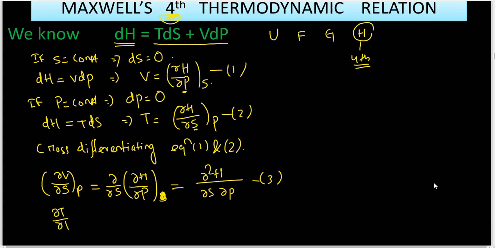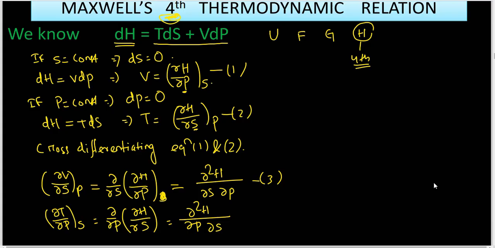∂T/∂P at constant S is equal to ∂/∂P of ∂H/∂S, which is equal to ∂²H/∂P∂S. This is the fourth equation. Look at equations 3 and 4. These two equations are equal from the right side: ∂²H/∂S∂P and in equation 4 ∂²H/∂P∂S. ∂P∂S both are equal.